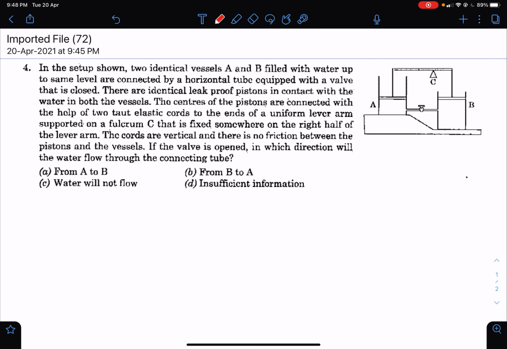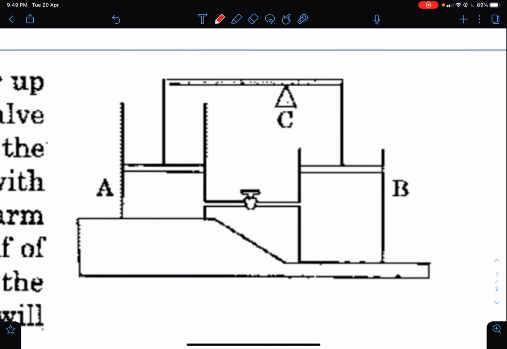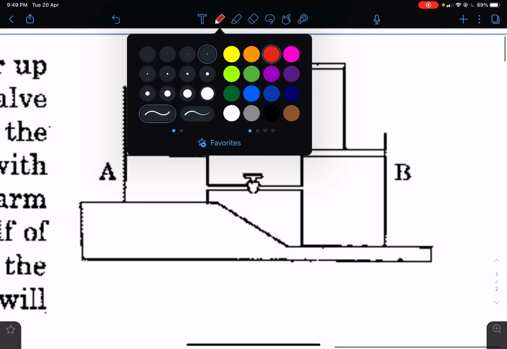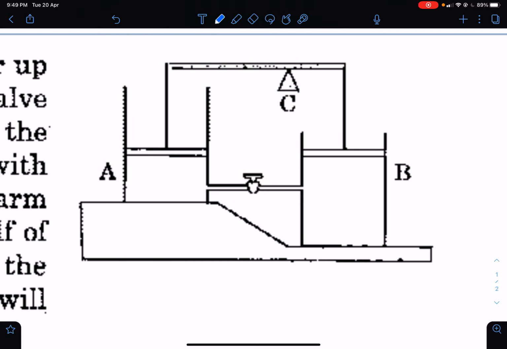Okay, this is a question from Fluid Mechanics Pathfinder for Olympiads. This is a nice question, and in this question, what is given is that we have two tanks, and both the tanks are filled with water. So water is here also, and water is here.